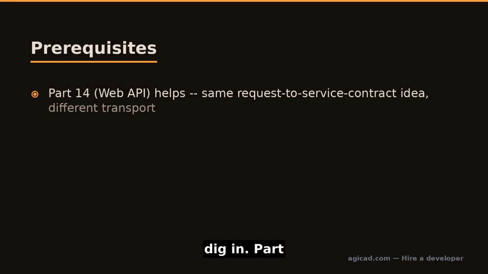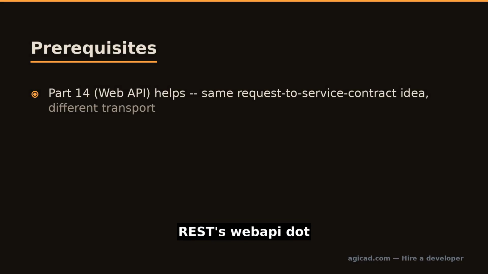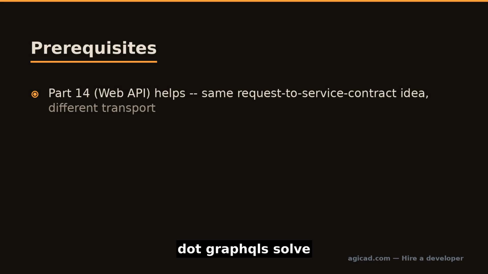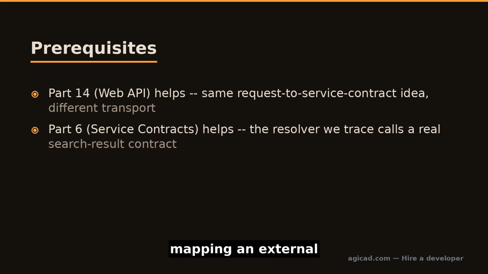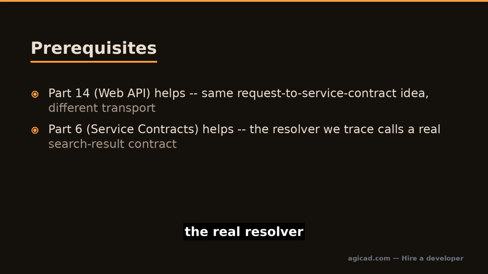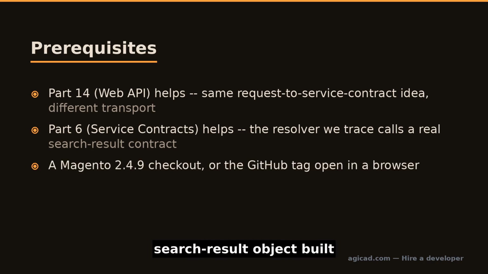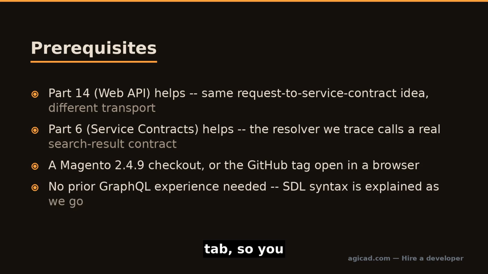A few things help before we dig in. Part 14 is the closest relative: REST's webonyx.xml and GraphQL's schema.graphqls solve the same problem, mapping an external request onto internal PHP, through 2 genuinely different transports. Part 6, on service contracts, is useful too. The real resolver we trace today calls a real search result object built from the same repository and interface pattern covered back then. Either a real Magento 2.4.9 checkout, or the GitHub tag open in a browser tab, so you can follow along in the real files. No prior GraphQL experience is needed at all. We explain the schema definition language syntax as it comes up.